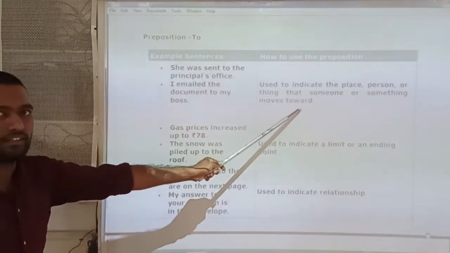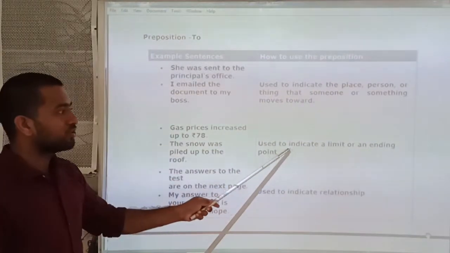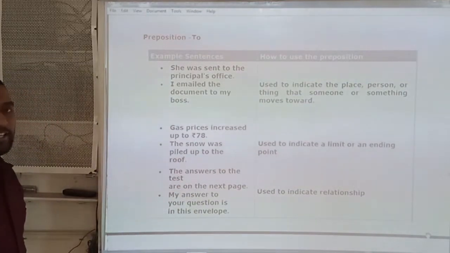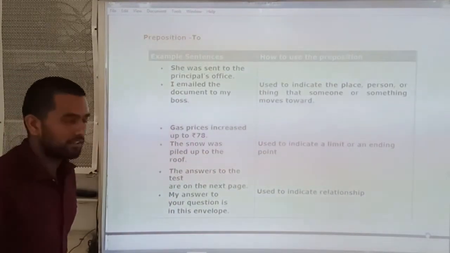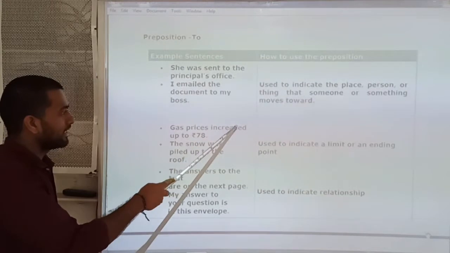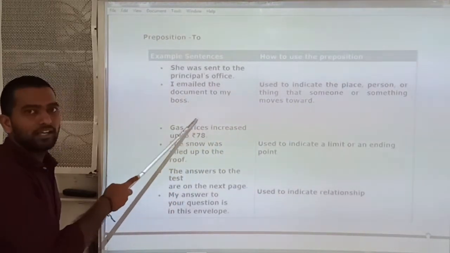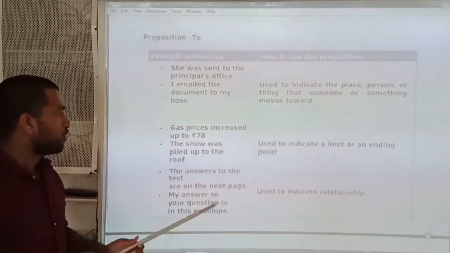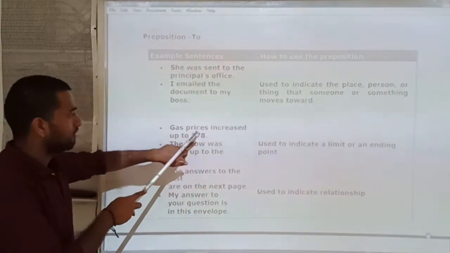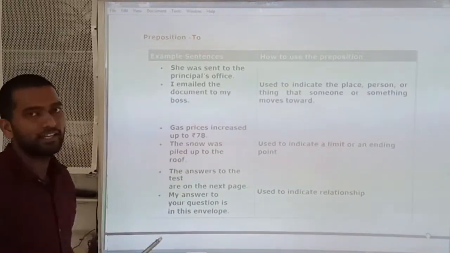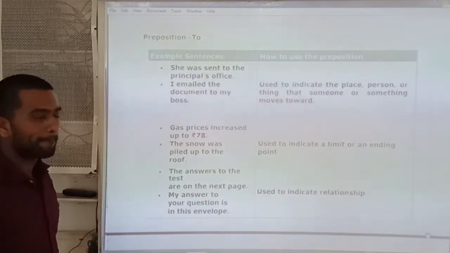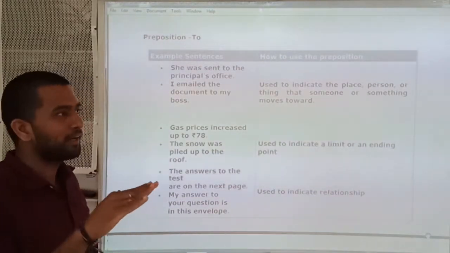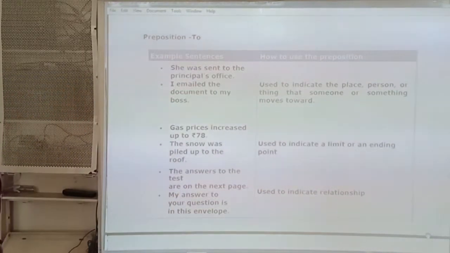Next, used to indicate a limit or an ending point. Limit or ending point means, see the examples. Gas prices increased up to 78. Here 78 is the highest limit. It is an ending point. So when we are mentioning the limit or ending point, we use the preposition to. 78 rupees means it is the ending limit. It is an ending point, that is why we use the preposition to.